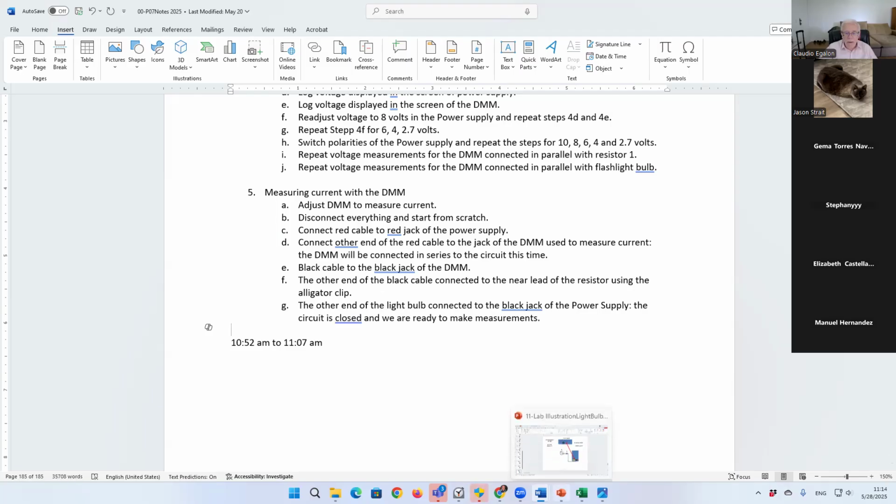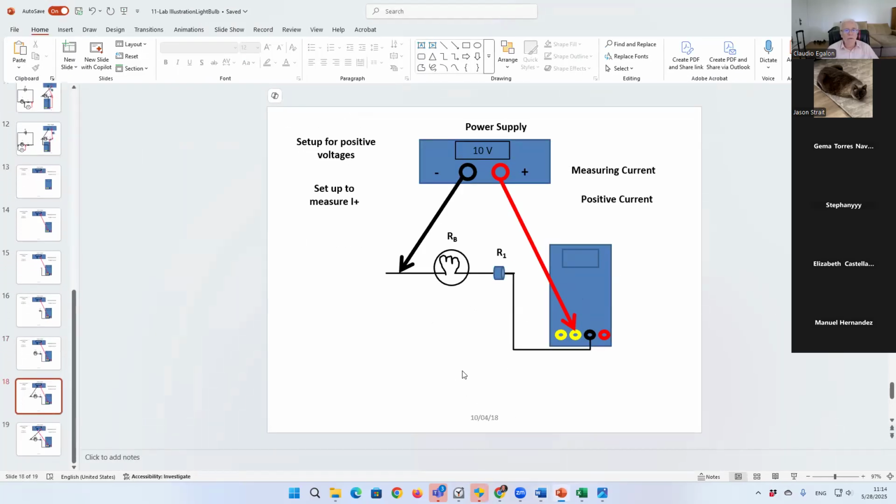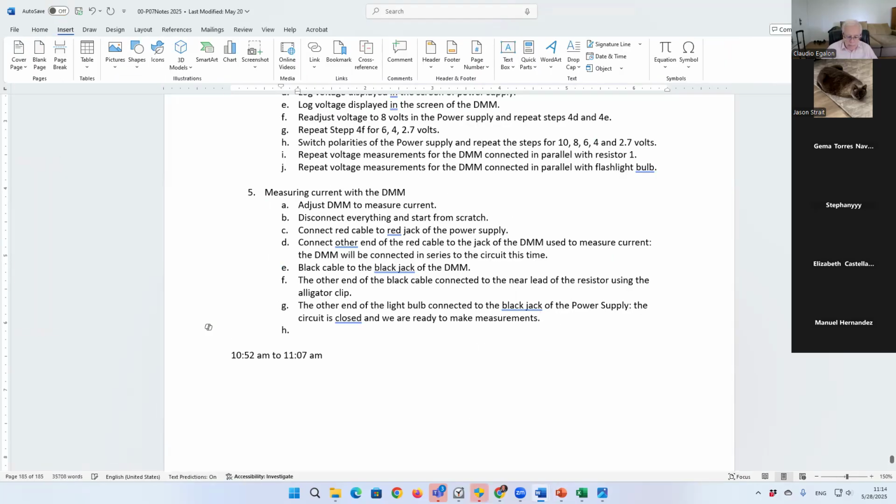So here we go. We close. Here you go. The circuit is ready. And now notice that the multimeter is in series with the whole circuit. Okay. And now, what do we do? You change the voltage from 10 to 2.7, right? Change the voltage of the power supply from 10 volts to 2.7 volts and measure the current.